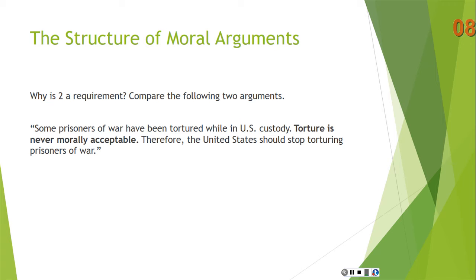Here I've given a moral principle to fill in the gap between the is statement and the ought statement. Some prisoners of war have been tortured while in U.S. custody. Torture is never morally acceptable. Therefore, the United States should stop torturing prisoners of war. Okay, now the conclusion follows from the present premises. You've got prisoners of war have been tortured. Torture is wrong. Therefore, the United States should stop torturing prisoners of war. The conclusion follows from the premises. You filled in the gap between the is and the ought with a moral principle.